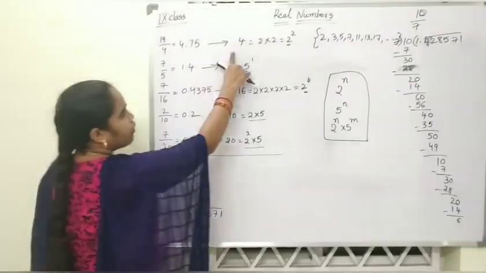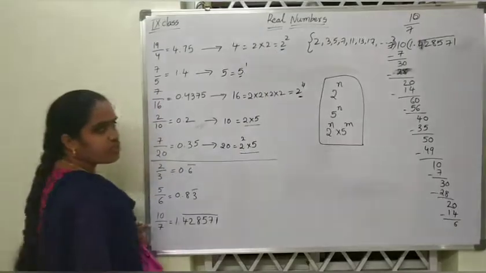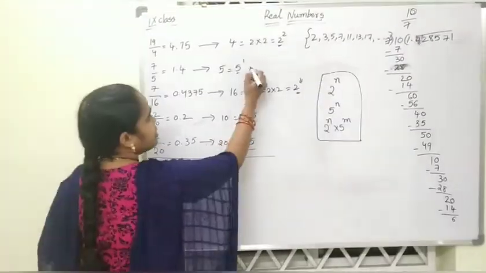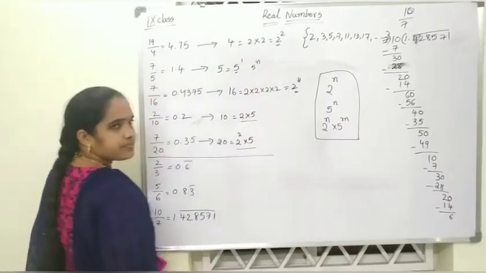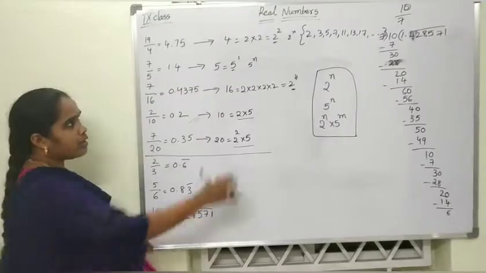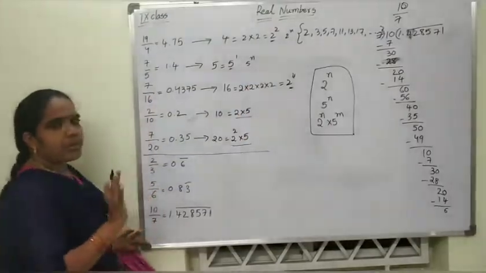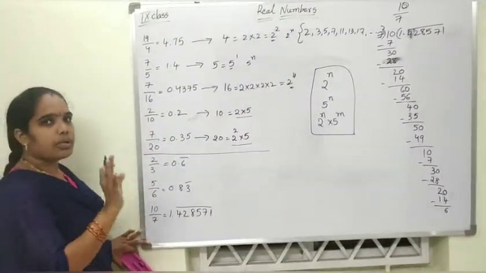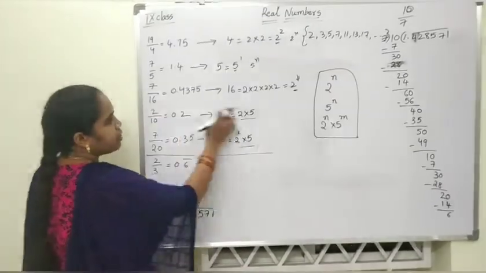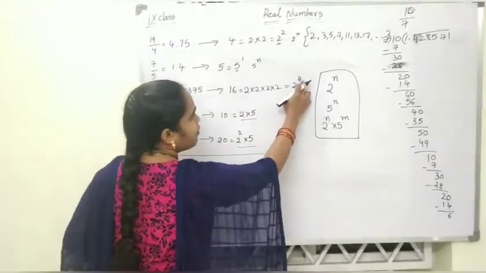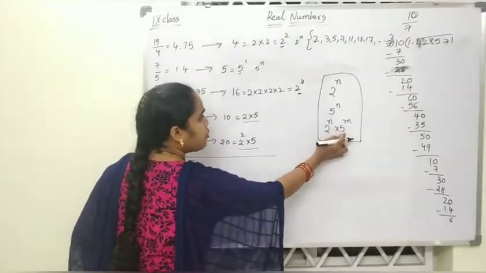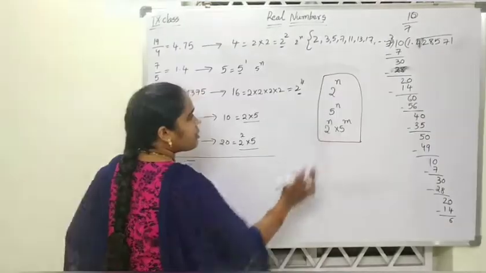Again, I am explaining. We have to see the denominator. The denominator 4 we have written in the form of 2 square. The denominator 5 power 1. 5 power 1 means this is 5 power n or not. 2 square means this is 2 power n or not. Here the power n means some whole number. Now here 16, the denominator we have written in the form of 2 power n. Here both product, either 2 into 5, 2 power something into 5 power something also.